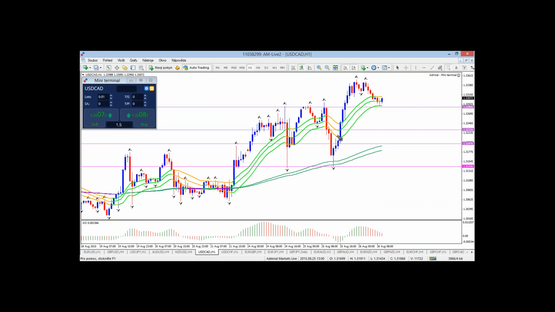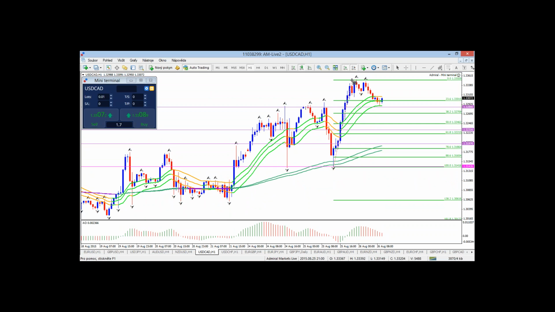Now let me use the fib here. So I think if it dips back to the 38.2 fib, it could be interesting. 132.75. The 50 fib, equally interesting, by the way. I wouldn't expect much deeper at this moment.